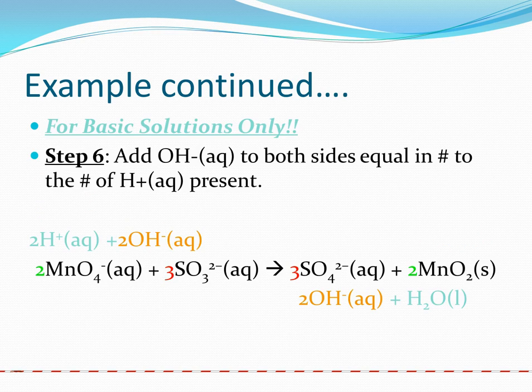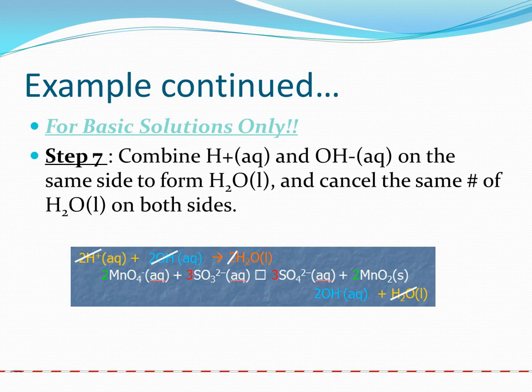Steps 6 and 7 are unique to basic solutions. In step 6, we need to add hydroxide ions to each side of the equation. We need to add the same number of hydroxide ions as there are hydrogen ions in the reaction.